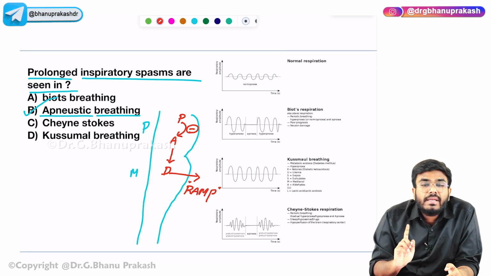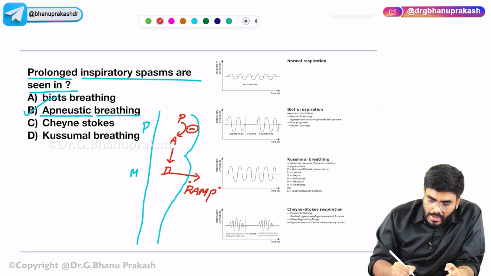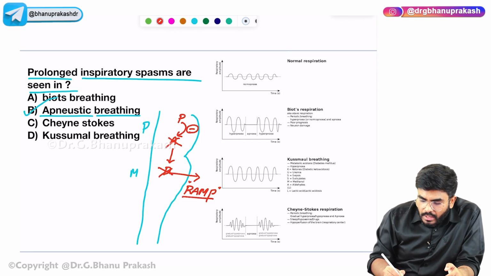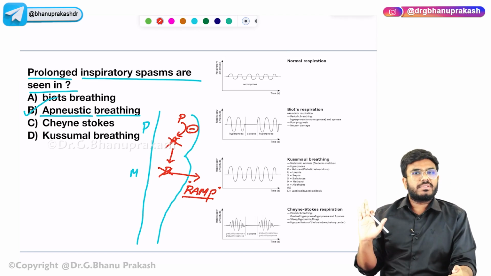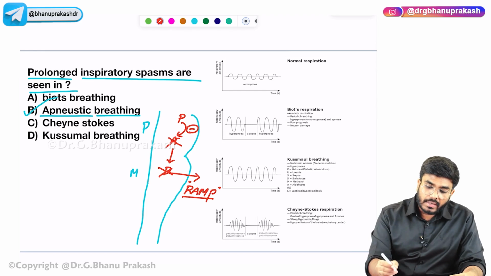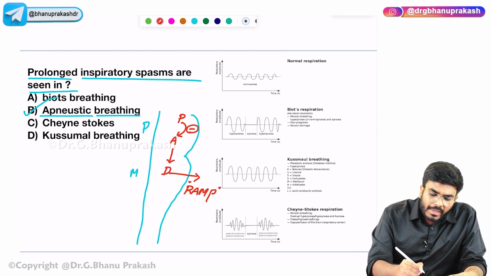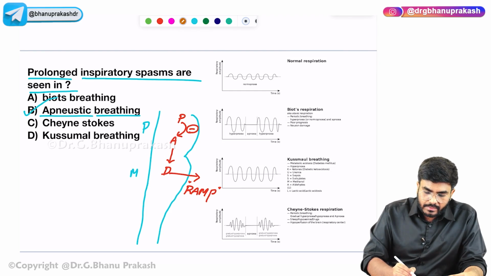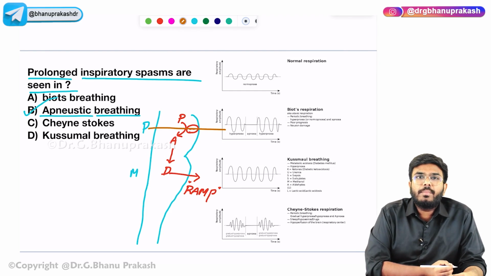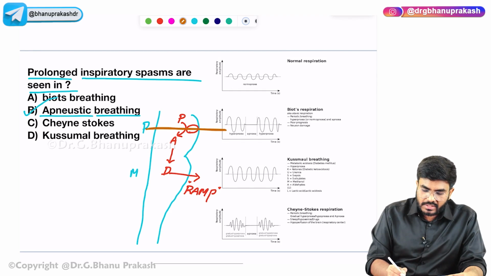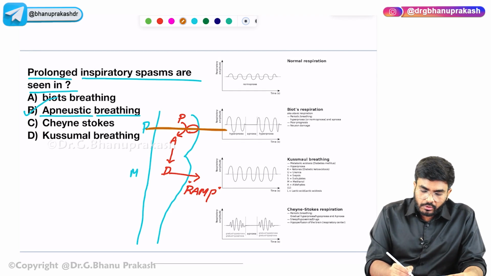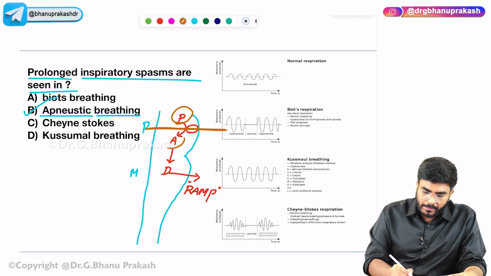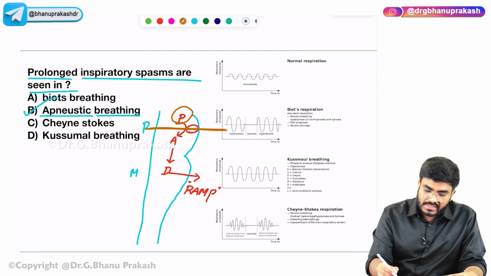Pneumotaxic center, what will it do? It inhibits the apneustic center. So when the apneustic center is inhibited, the dorsal respiratory group will be inhibited. So there are no ramp signals and inspiration stops. But now imagine the patient is having a lesion at the mid-pontine region, the middle of the pons. Do you think the pneumotaxic center can inhibit the apneustic center? No.